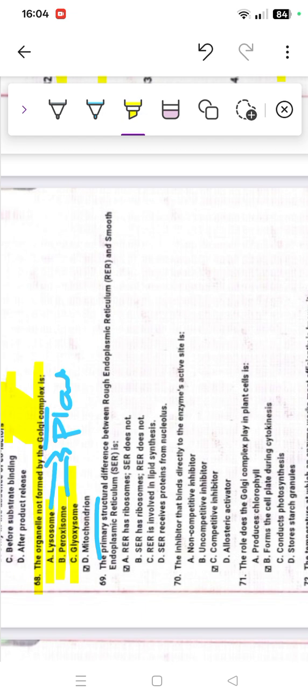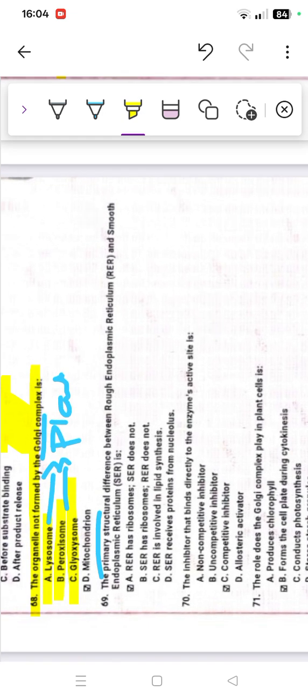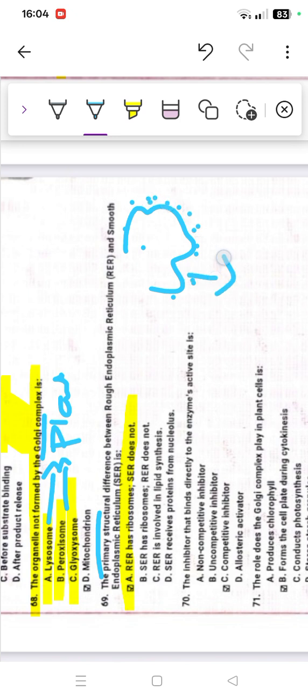Let's see another question, which says the primary structural difference between rough endoplasmic reticulum and smooth endoplasmic reticulum is that RER has ribosomes, SER does not. So why is it rough? Because they have some protein-like structures on their body. That's why we say RER is rough. RER is rough because its structure has proteins that make it different, but SER does not. This is the right option.